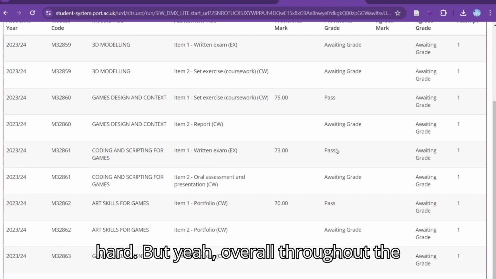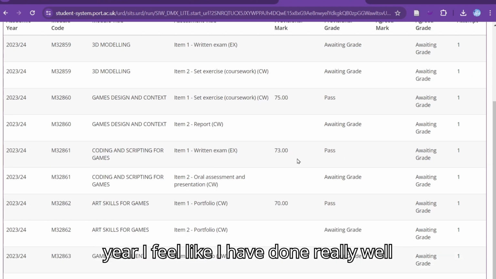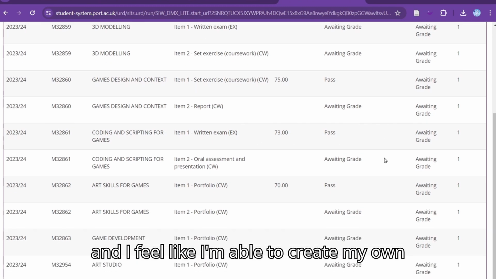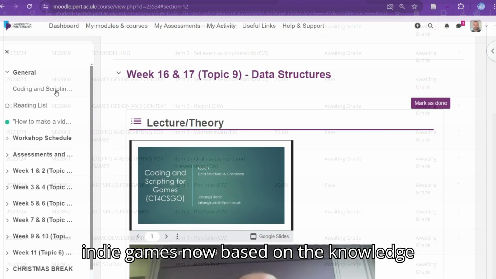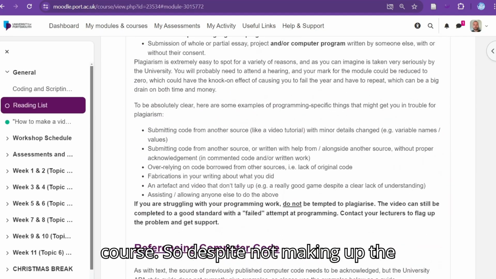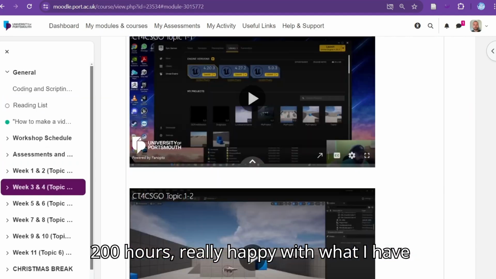But yeah, overall, throughout the year, I feel like I have done really well, and I'm happy with the progress I've made. And I feel like I'm able to create my own indie games now based on the knowledge I've learned throughout this CSGO course. So despite not making up the 200 hours, really happy with what I have achieved.